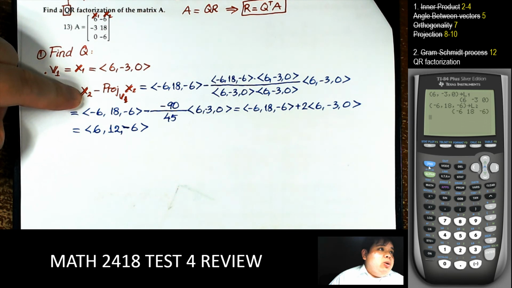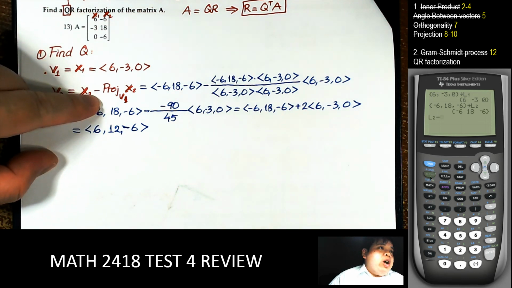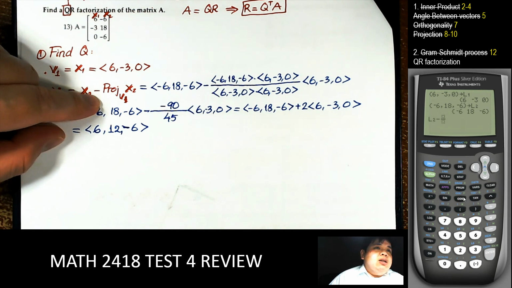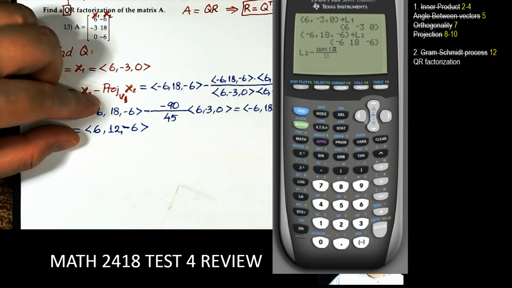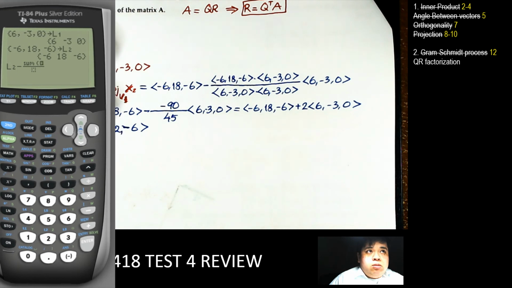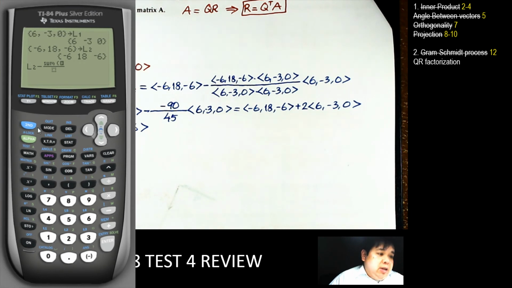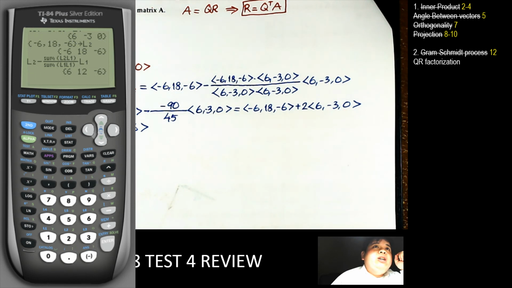Right. Now X2, L2, minus the projection. Second stat, go to option number 5 for sum. Sum of L2 times L1, and then sum L1 again. Right, 6, 12, negative 6. So we're good. We are good.